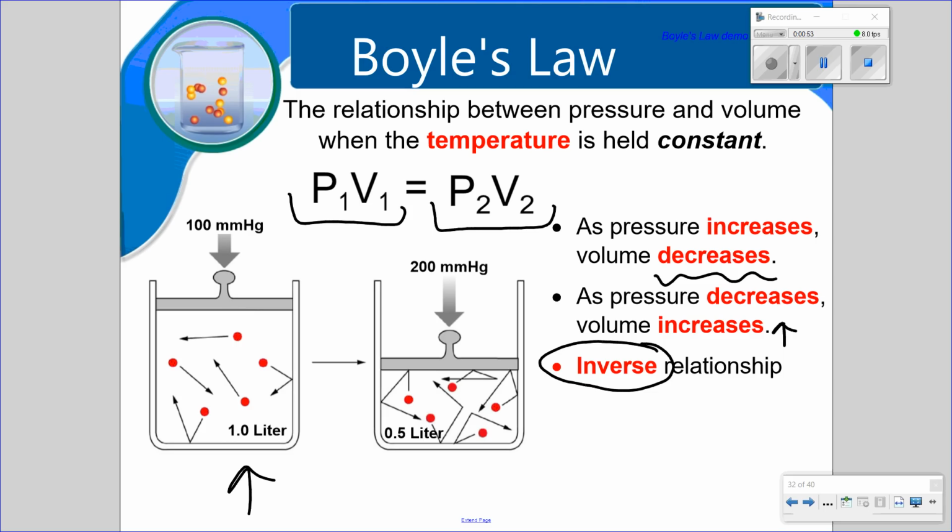It's got a pressure of 100 millimeters of mercury, and it's got a volume of 1 liter. If you notice on the right, we have increased our pressure by a factor of 2. So now we have 200 millimeters of mercury of pressure. Therefore, our volume has been decreased by half in that inverse relation.